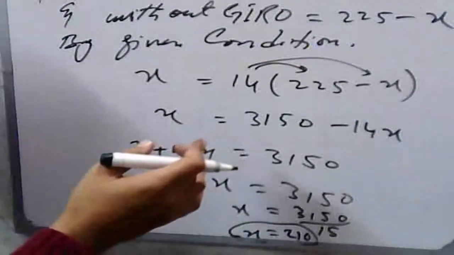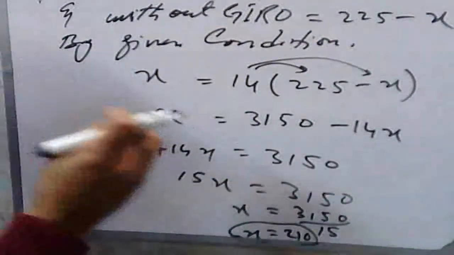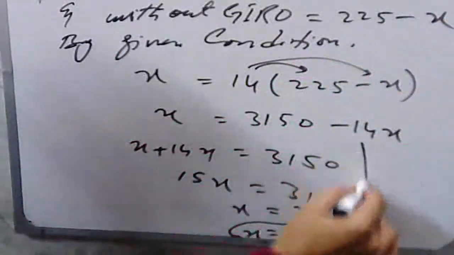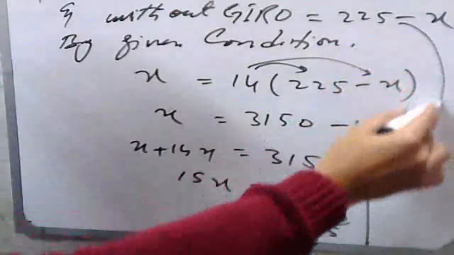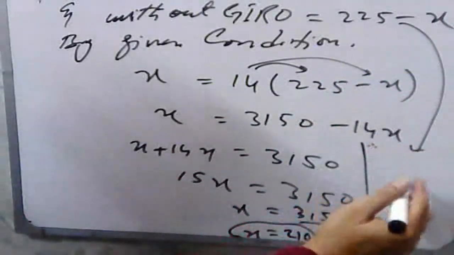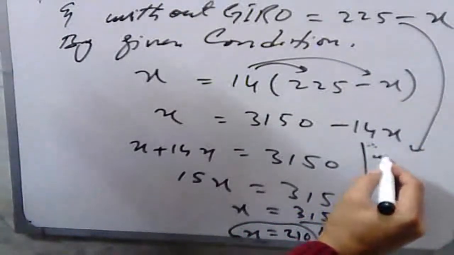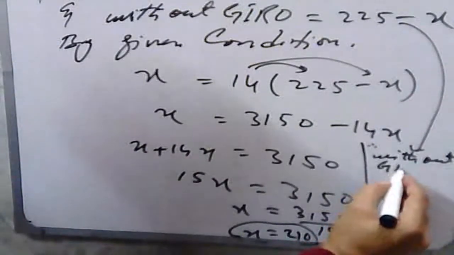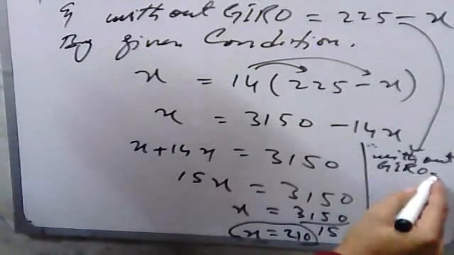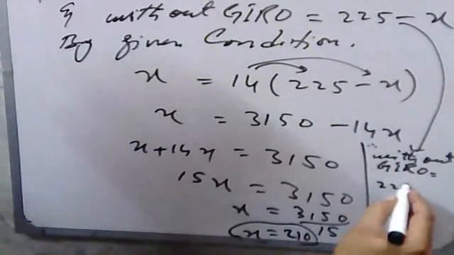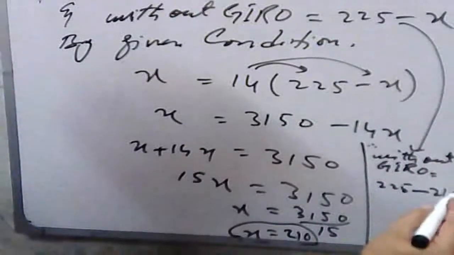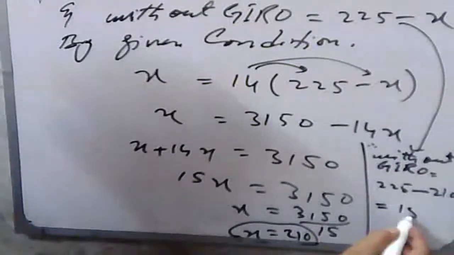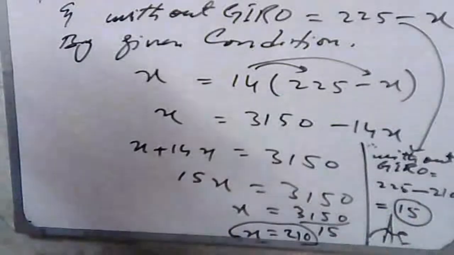So now we have to find the number of people who did not join. So this condition you should use once again. Therefore, without the scheme, the number of people will be equal to 225 minus 210. You should subtract, so the result is 15. That is your required result.